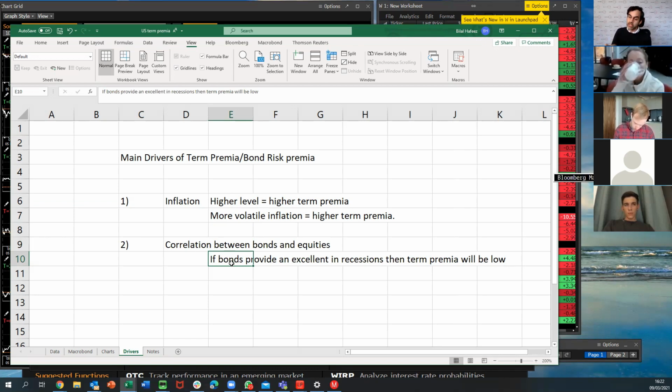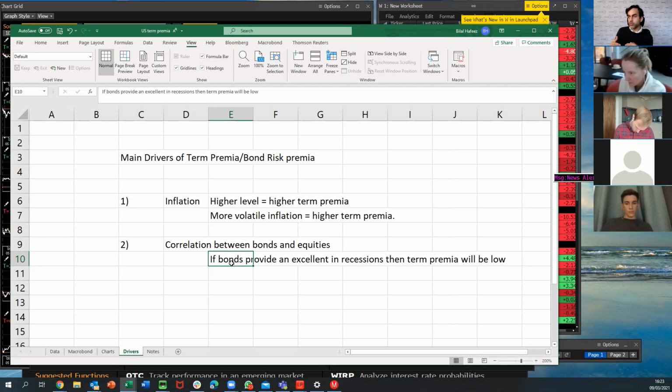Now there are periods in history, notably in the 1970s, where you had stagflation, where in a recession, you also had a bond sell-off. If that's the case, then term premia would go up a lot, because it's not worth holding that bond. So then suddenly it becomes less valuable to you. So the correlation between bonds and equities is very important.